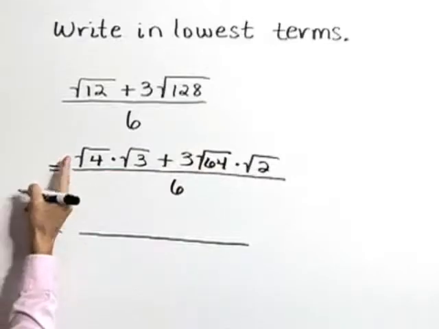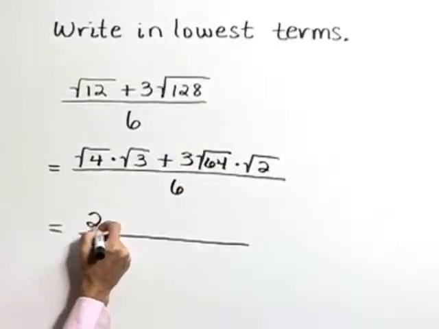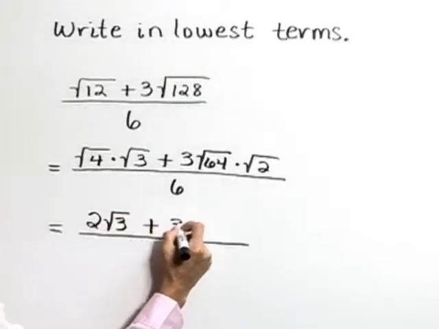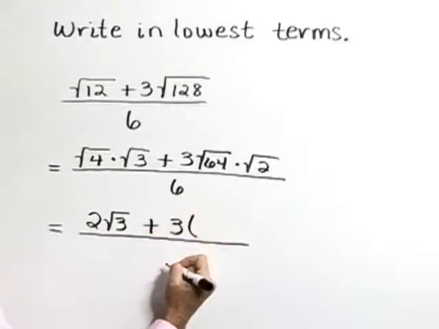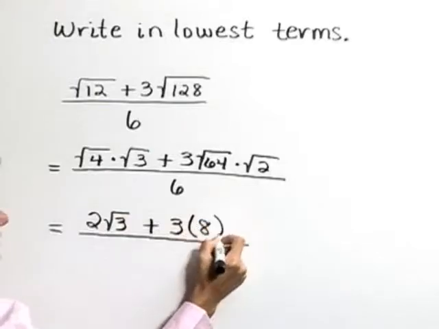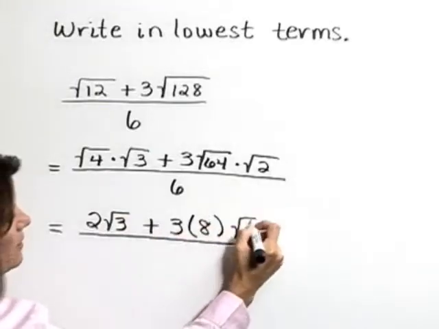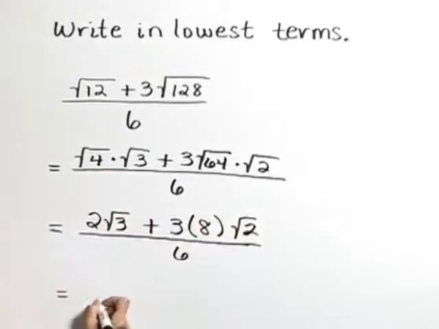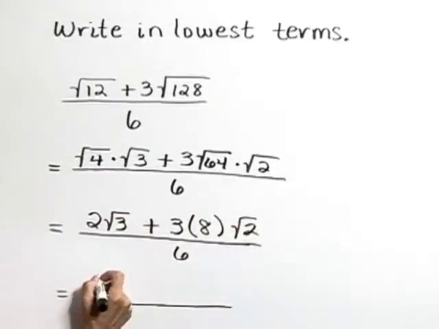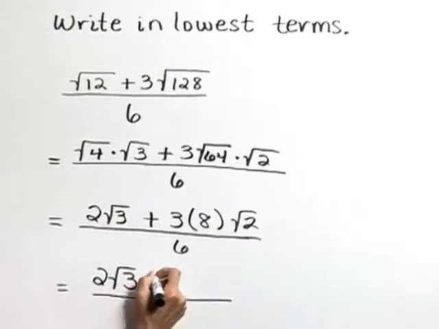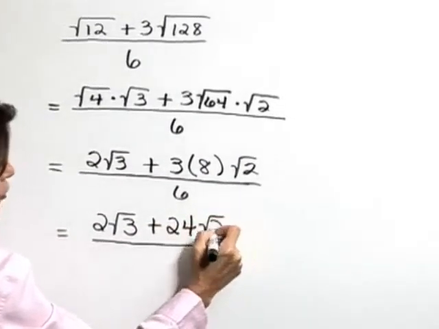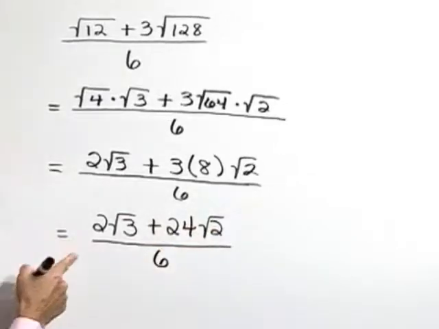Cleaning up the numerator, the square root of 4 is 2, and we'll take that times the square root of 3, plus 3 times the square root of 64, which is 8, and then we'll take that times the square root of 2. That's all over 6 still. Back to the numerator, we've got 2 times the square root of 3 plus 24 times the square root of 2, all over 6, and things are looking pretty good.